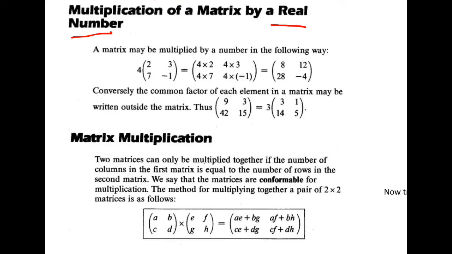And in the same way, you can take a factor out. You can take a factor out. In this case here, you can take a 3 out. So the 9 divided by 3 gives you 3. 3 divided by 3 gives you 1, and so on. So we are not dividing the matrix, we are just merely dividing the elements of the matrix. So we're taking 3 as a common factor, if you like.